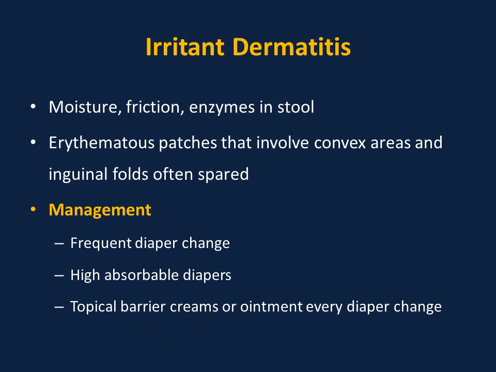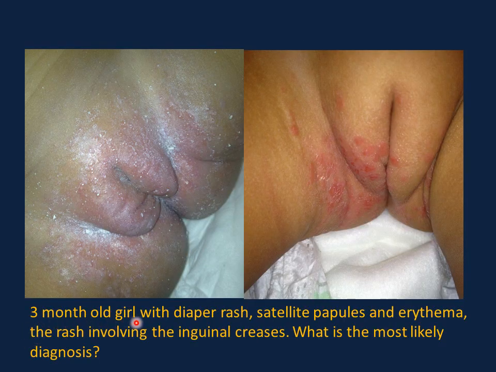This is a 3-month-old girl with a diaper rash. So this is a diaper rash. Here it is not really obvious because of the cream the mother placed, but you will see here satellite papules all over, and the skin fold here is involved. Also here the same: satellite papules, red papules, and erythema of the surrounding skin, and the skin fold here is involved, is not spared.